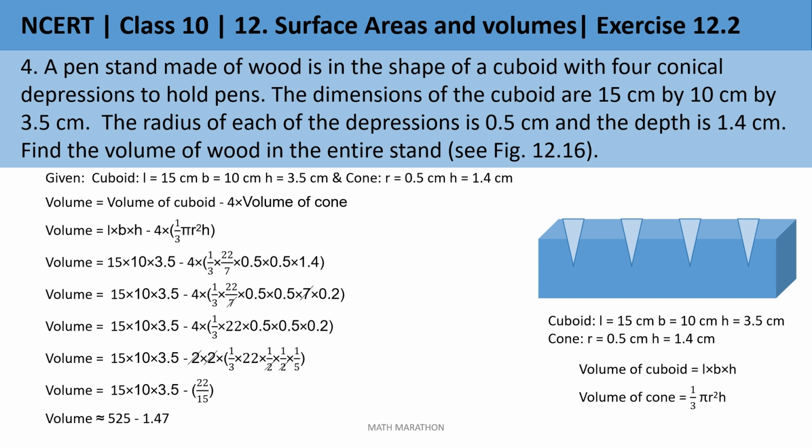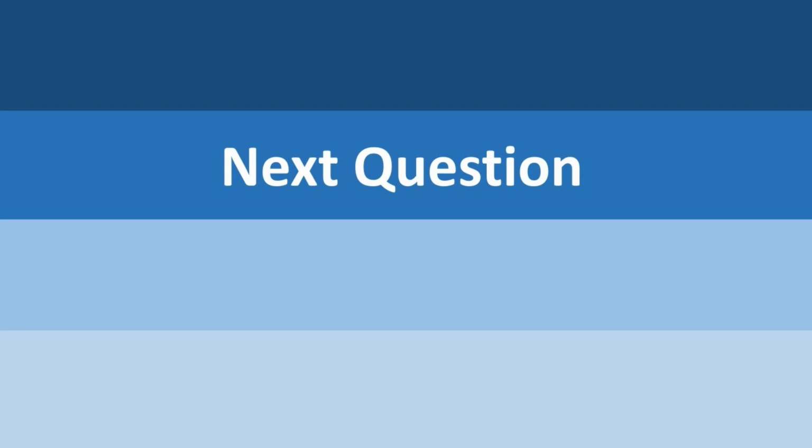15 multiplied by 35 is 525. 22 by 15 is 1.4666 and so on. We can round it off to 2 digits. So, 1.47. Volume is equal to 525 minus 1.47. Volume is equal to 523.53 centimeter cube. Let us see next question.